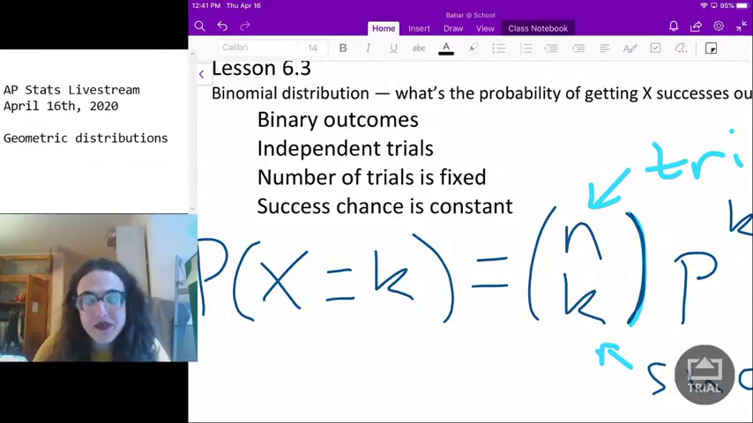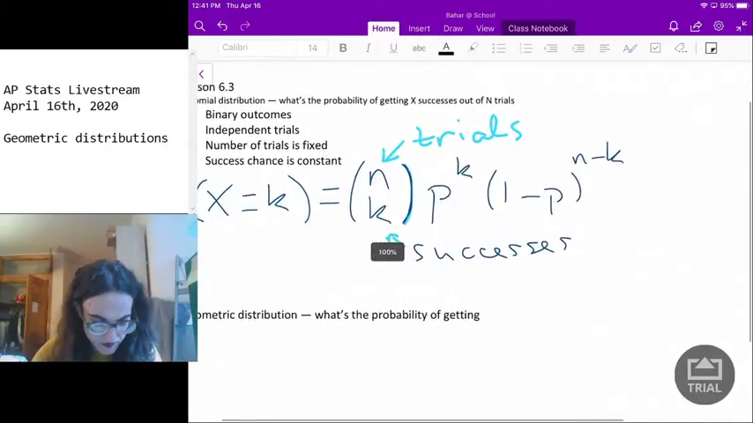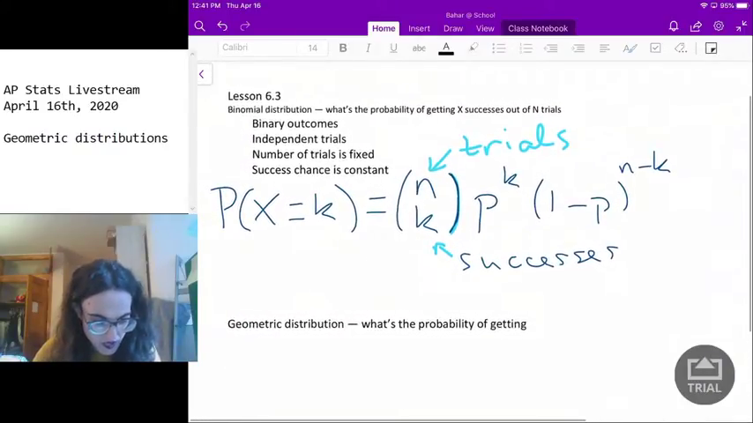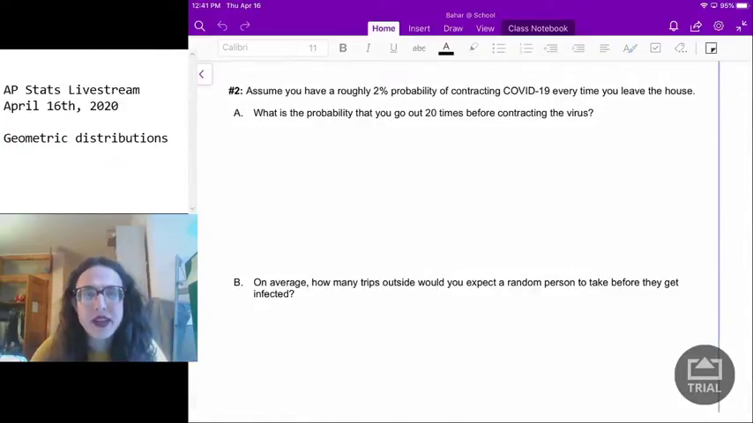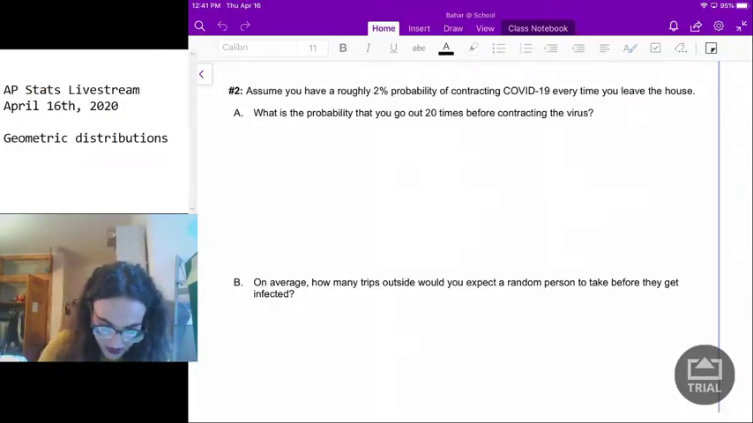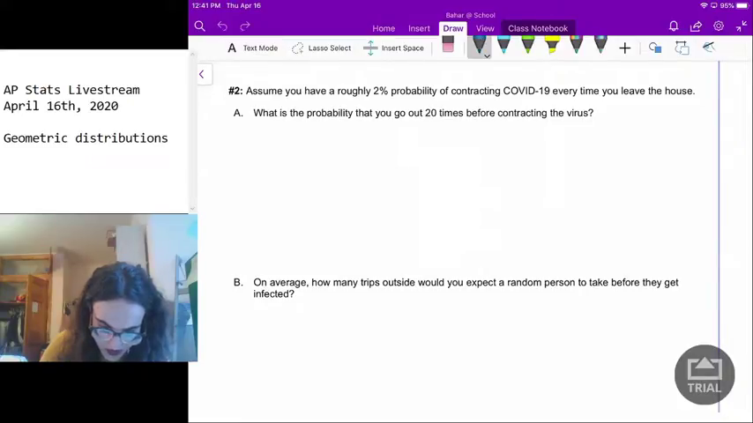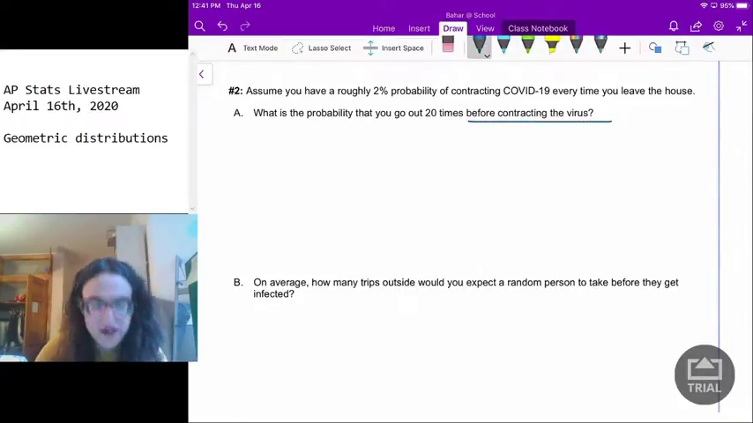So number of trials is fixed, right? We're talking about going out 20 times. And so what we're expecting here is to go out 20 times, and then we catch it. So that's the important part here, when we're talking about before contracting the virus.